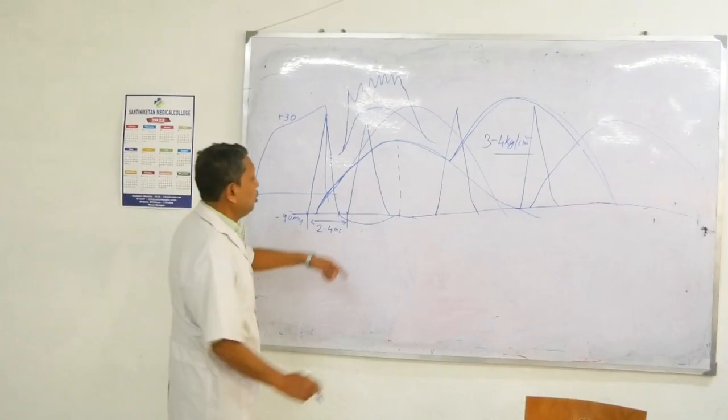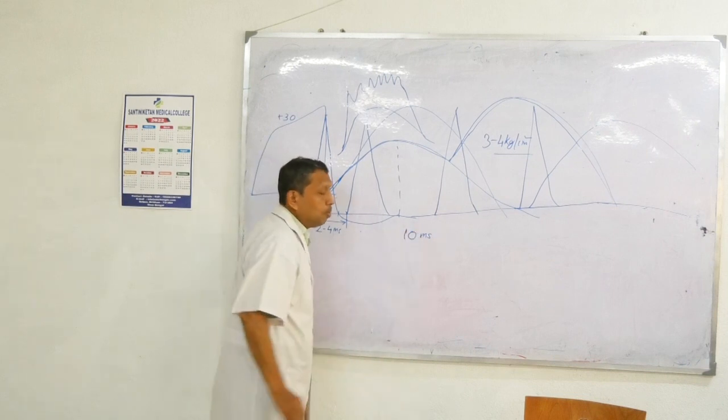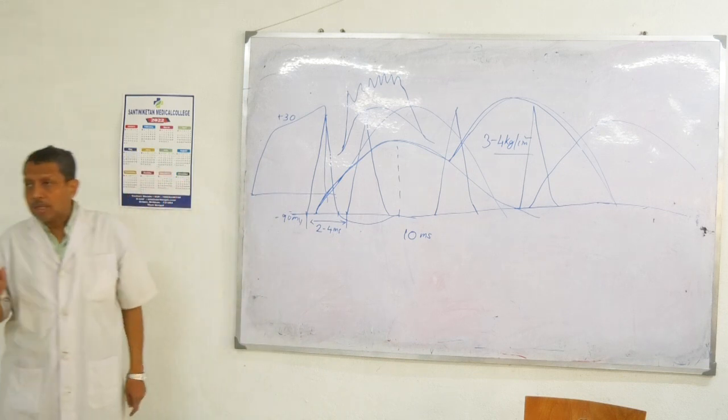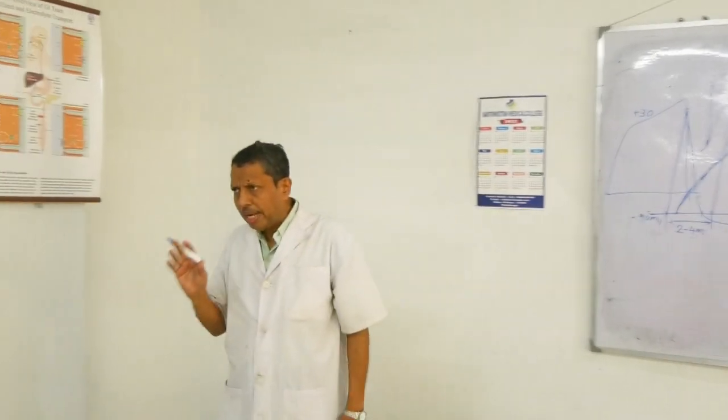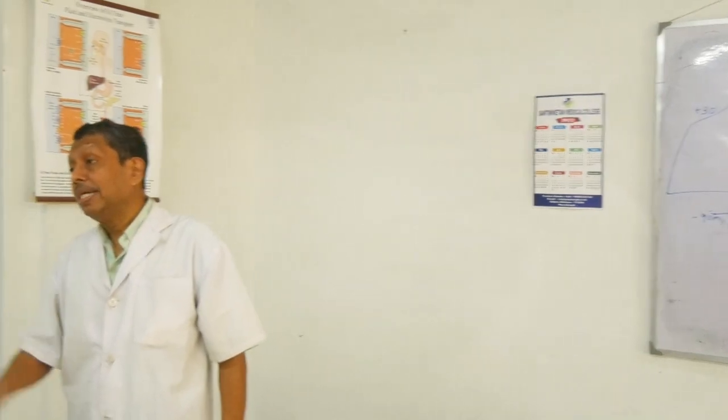Slow twitch muscle and fast twitch muscle. In case of slow twitch muscle, less frequency is required, and in fast twitch muscle, more frequency is required for summation. Suppose this muscle twitch duration is 10 milliseconds. Then what should be the minimum rate beyond which there is summation?